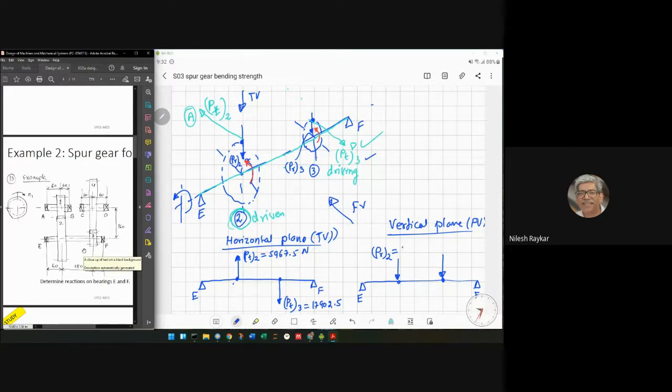that is 2172 Newton. And PR3 will be 6516 Newton.